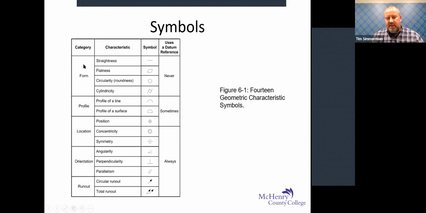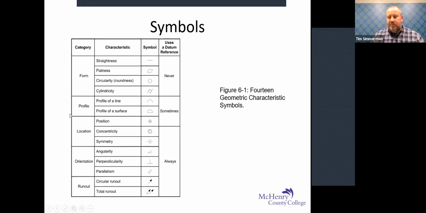The way that we broke the class down too is by form, profiles, locations, orientations, and runouts, so that as we teach the symbols, we're going to group them together as such. Next week, we're going to start with these 4 symbols: straightness, flatness, circularity, and cylindricity. And over here, you can see the symbols as they relate to the characteristic: profiles, locations, orientations, and runouts.